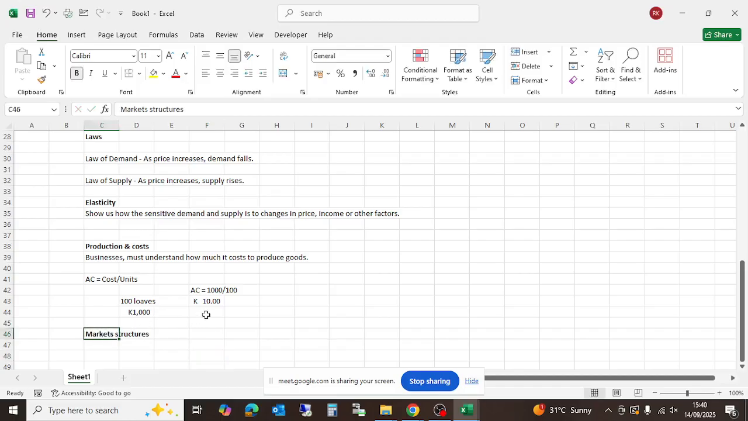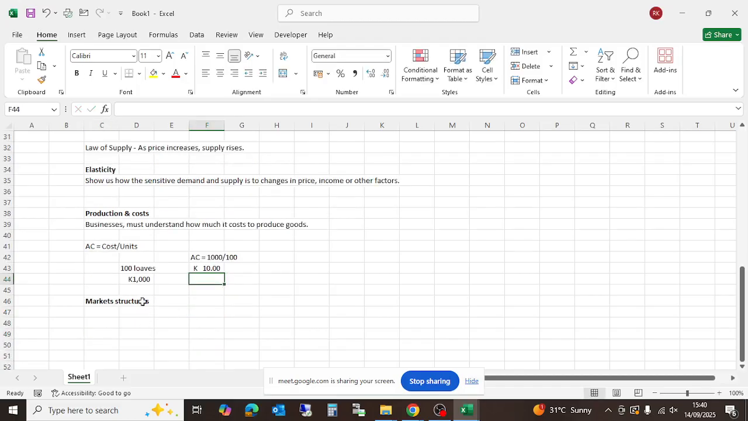We need to understand the market structures. Every type of market actually affects pricing and competition. So with market structures, we're looking at how the type of market affects pricing and competition.